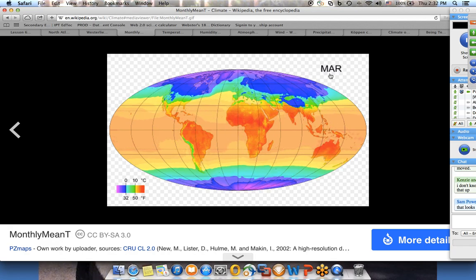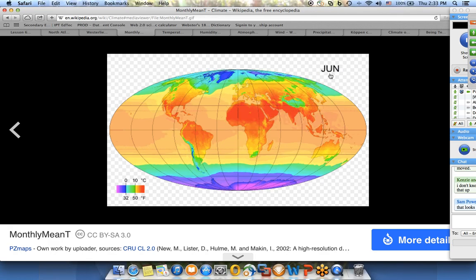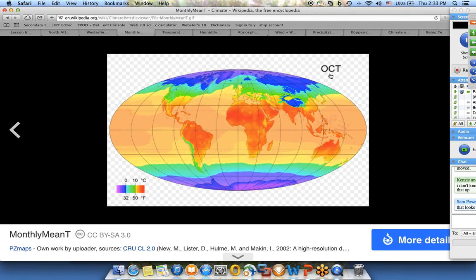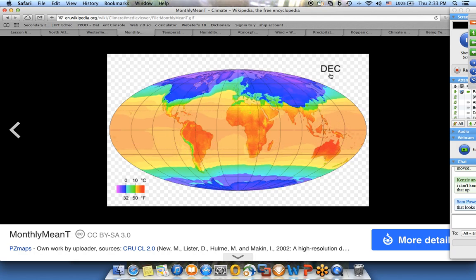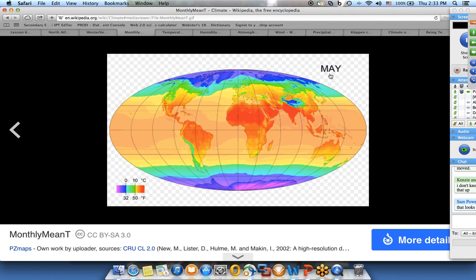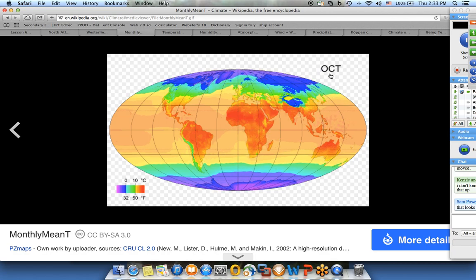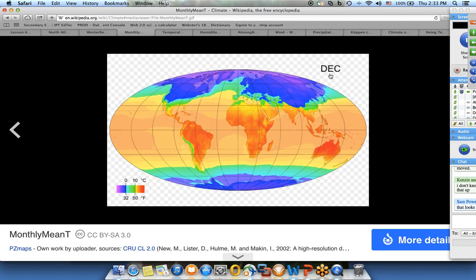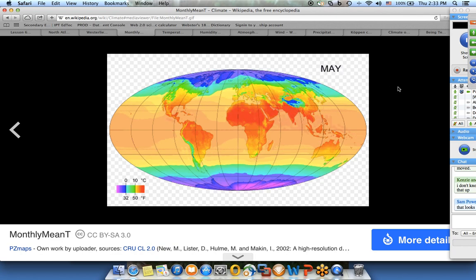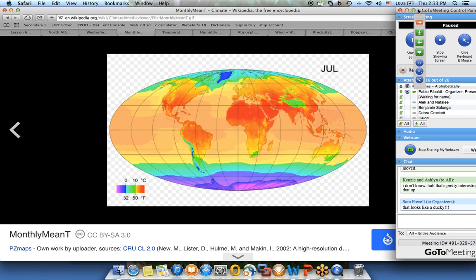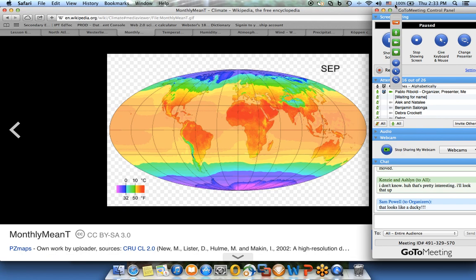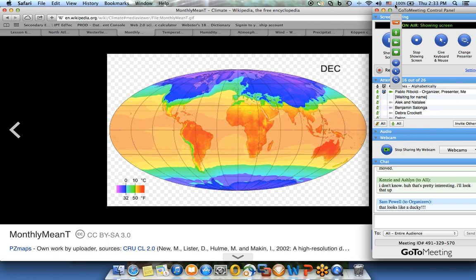If you look carefully you can see what is the difference between the northern hemisphere and the southern hemisphere, and why? What is the difference between northern hemisphere and southern hemisphere in the temperature? I'm expecting some comments there in the chat.